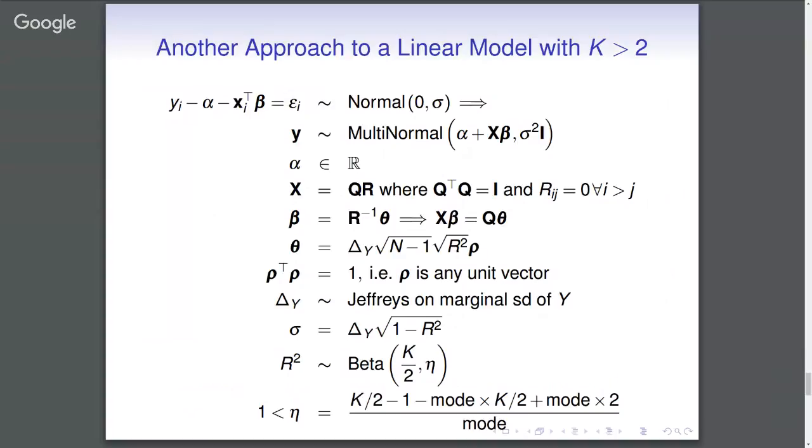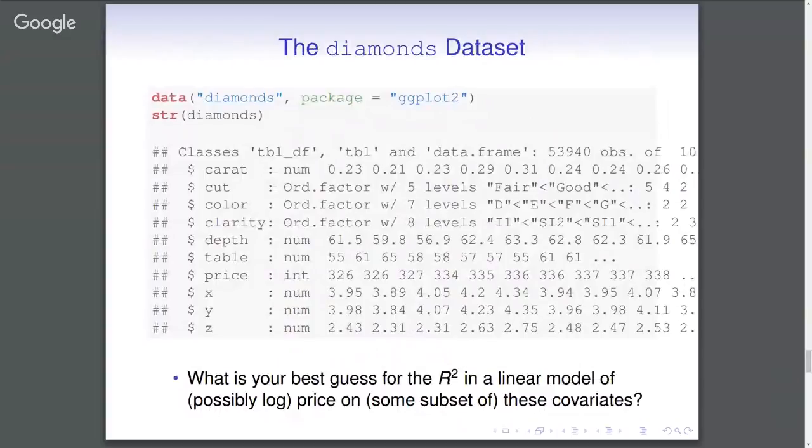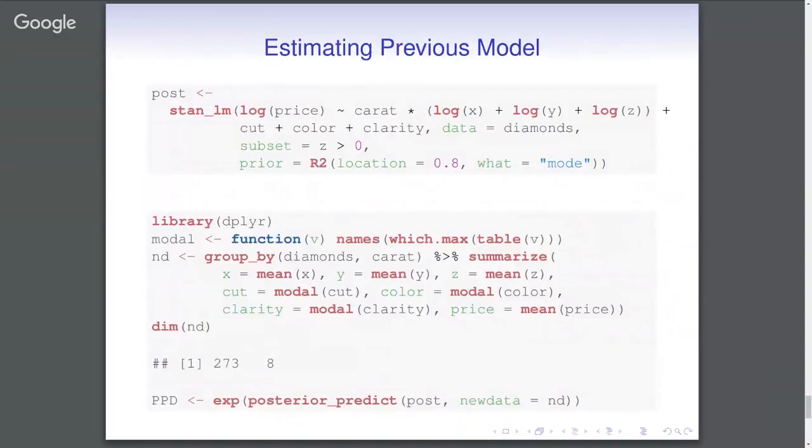And now I've completely described a posterior distribution that I can draw from using rstanarm. So the only input that you have to say is what's your best guess, the prior mode for R squared, if this is the data set we're dealing with. Anyway, that is implemented by the stan_lm function.